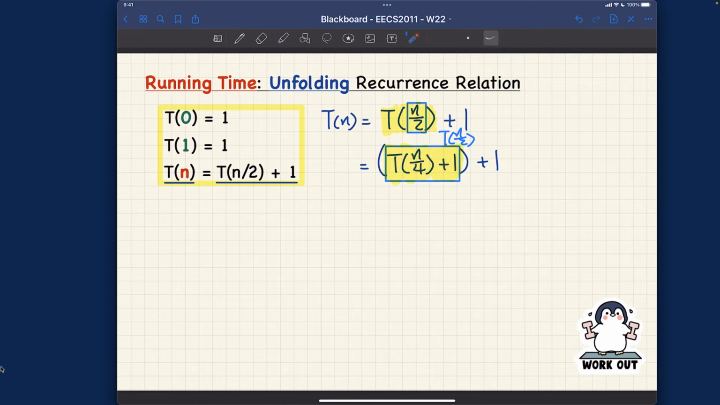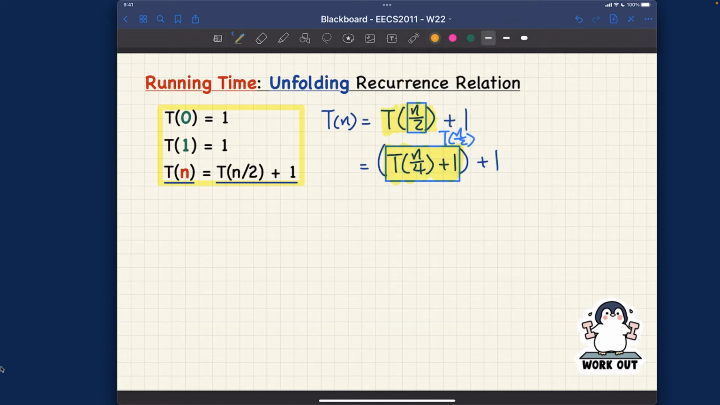The reason is that if you substitute n over 2 for n, that is, substitute every occurrence of n by n over 2, we'll get n over 2 over 2, which is n over 4, and then plus 1 over here. All right, that's one unfolding. Let's do one more unfolding.